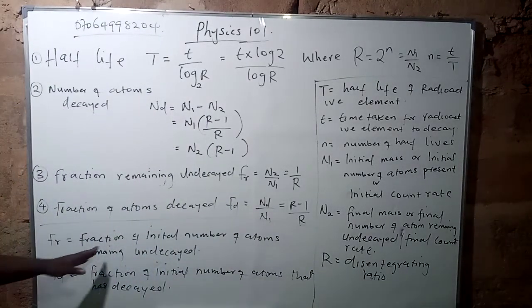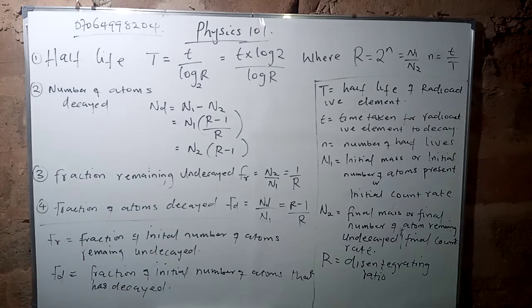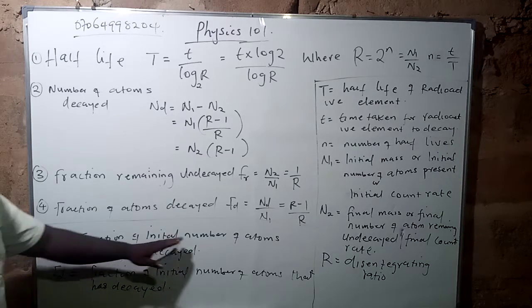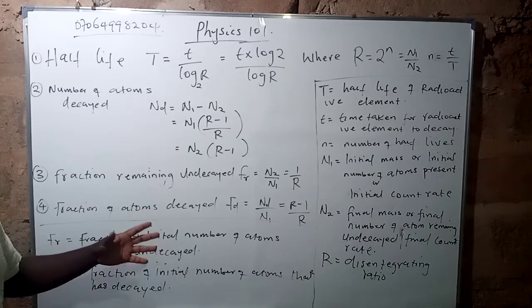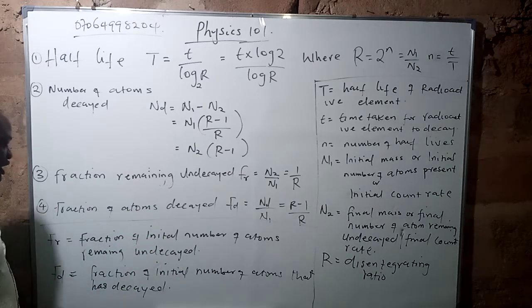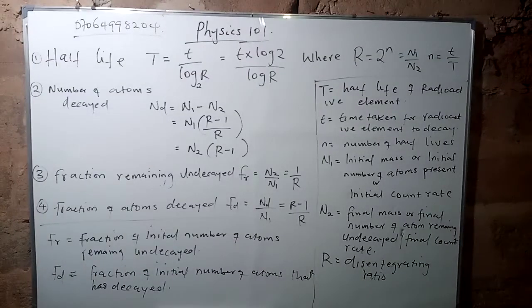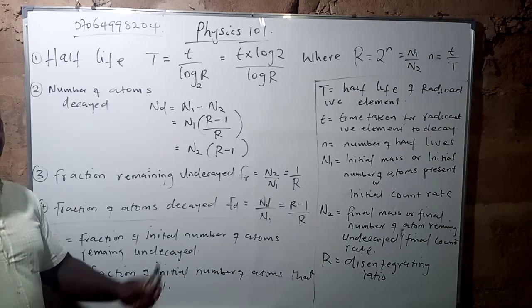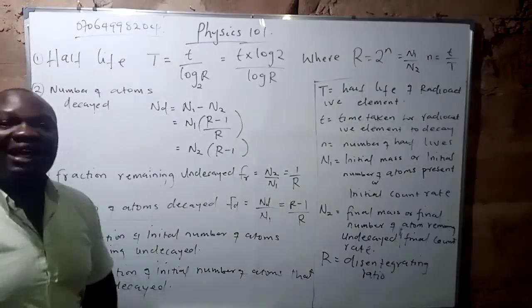The FR is the ratio of the initial number of atoms remaining. Please note this: FR is the fraction of the initial number of atoms remaining undecayed. The FD is the fraction of the initial number of atoms that has decayed. Whenever you see FR, just know it's the fraction remaining. This is the fraction decayed. Master these formulas, and if you can master them just the way I write them here, life is easy.